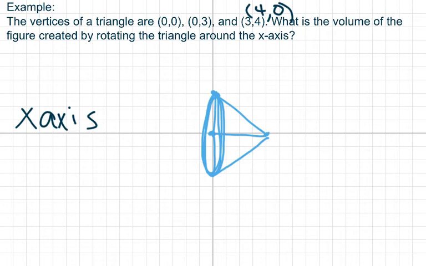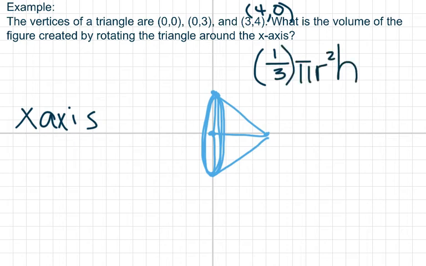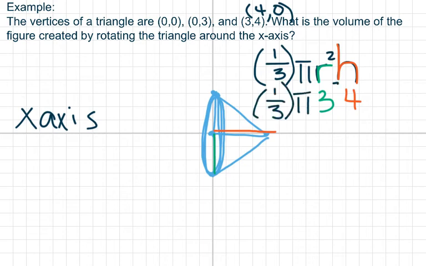So you have to know that the volume formula for a cone is 1/3 pi r squared h, and so now we just have to find those different things. So I'm going to do r in green. R is my radius, and all I have to do is count, so it's going to be 3. And let me do h in red, that's our height. All you have to do is count, it's going to be 4. And it's pretty easy, just plugging this into a calculator.